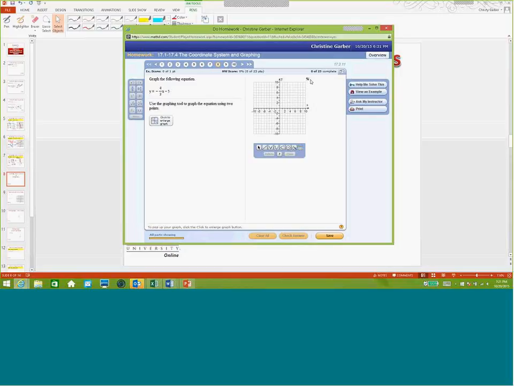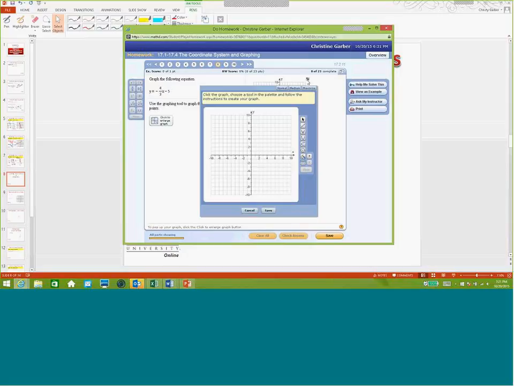Make sure before you graph that you click this magnifying glass in the upper right corner. That's going to give you a pop-out window, just like this. It's going to expand your graph for you, which makes seeing the lines a little bit easier.